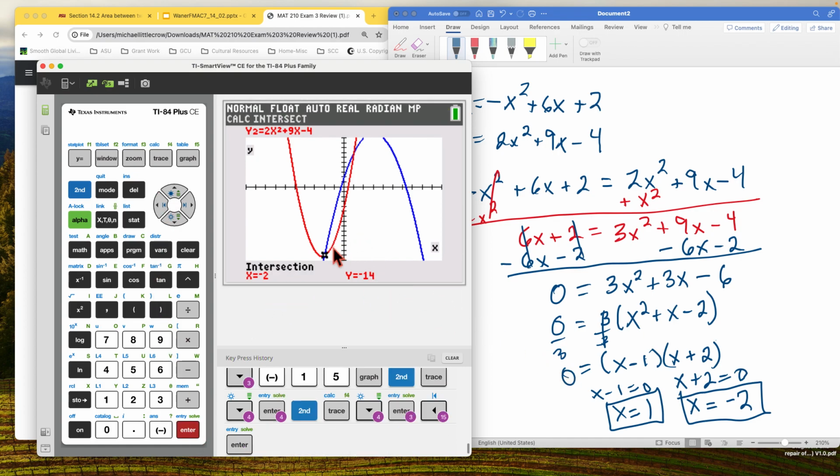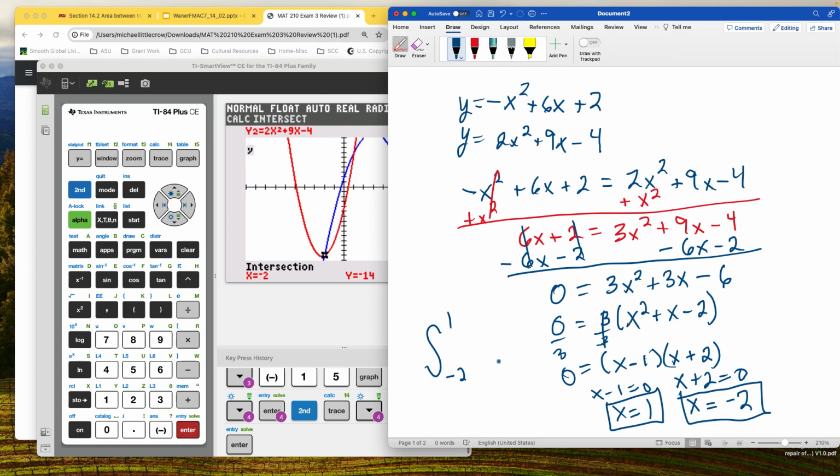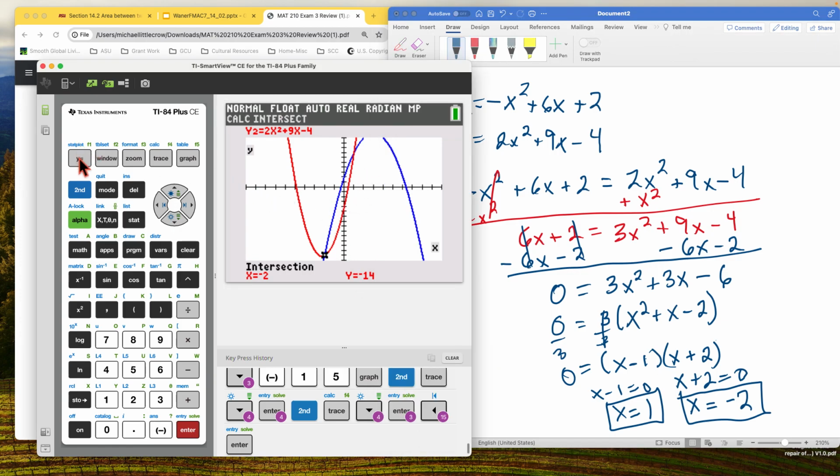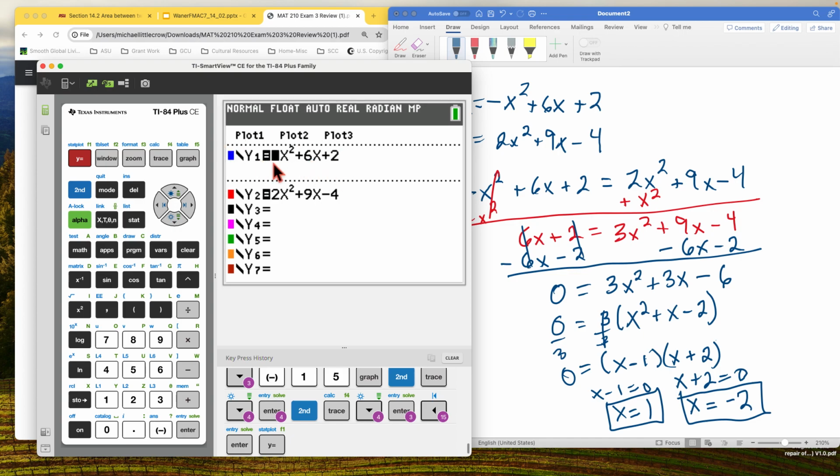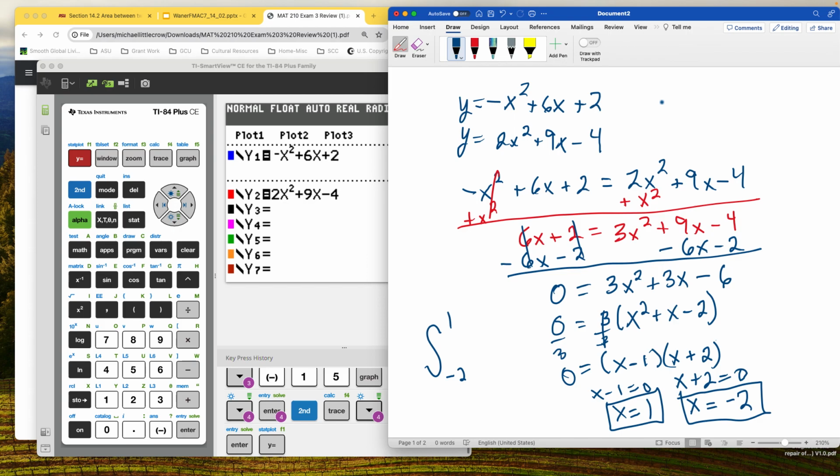The point is not as important, but we want to get the area between these two curves, and so the way we do that is we're going to integrate, oh wait, first we have to say which one's on top. The blue one's on top. Which one's the blue one? It's the negative x squared. So you take the one on top minus the one on bottom. So we come back here. We'll go ahead and do this. So we're going to integrate from negative 2 to 1, negative x squared plus 6x plus 2 minus.